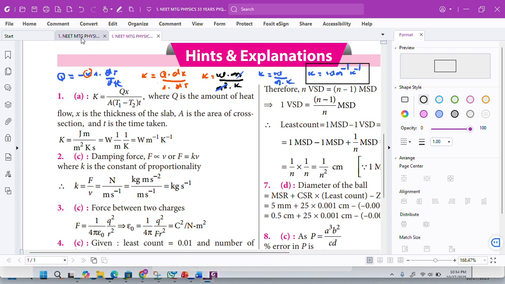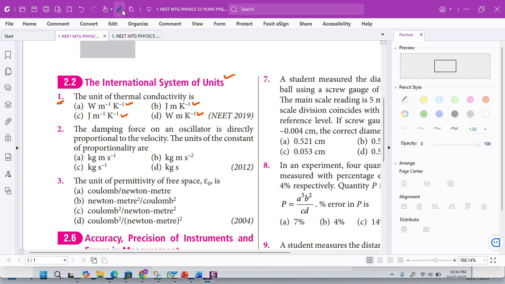Hence answer A is the correct answer. Okay, fine. This is the first question. Now we will move towards the next question.